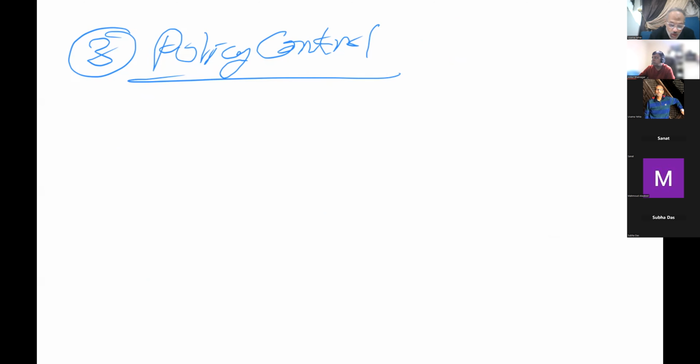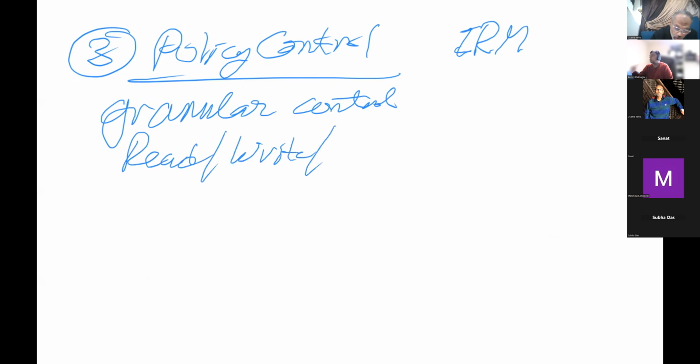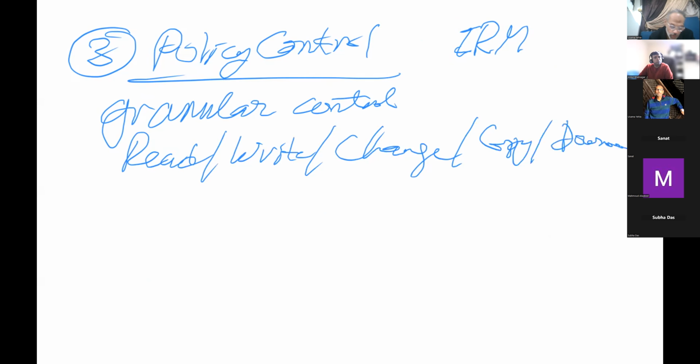But in the policy control with the IRM, this is a piece of cake because we have granular control. What is granular control? If you have a single file, you can have a lot of permissions. You can read, you can write, you can change, you can copy, you can download, you can erase. And each one of these controls, you can assign specifically to a specific user.